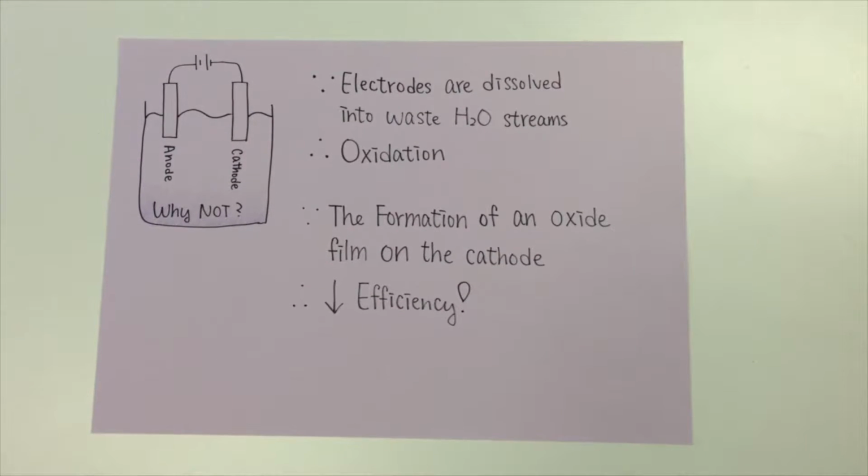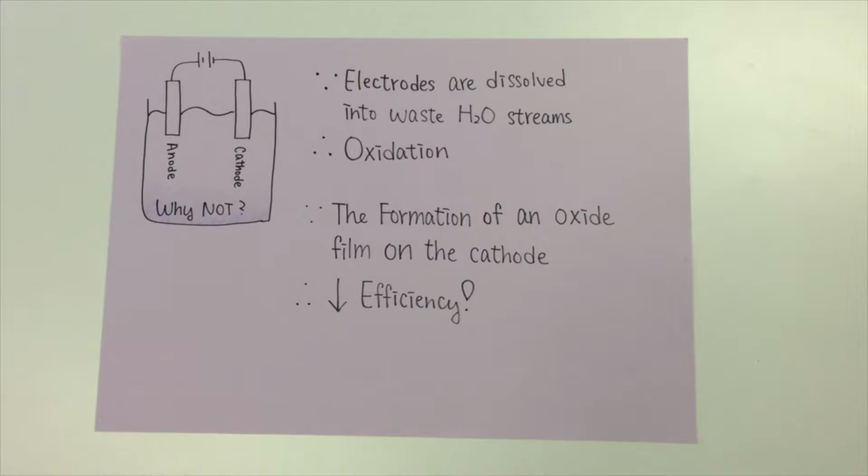Although arsenic ion can be removed in different ways, like electrocoagulation, ion exchange is better. When using electrocoagulation, the sacrificial electrodes are dissolved into wastewater streams as a result of oxidation and need to be regularly replaced. Also, an impermeable oxide film may be formed on the cathode, leading to the decrease of efficiency.